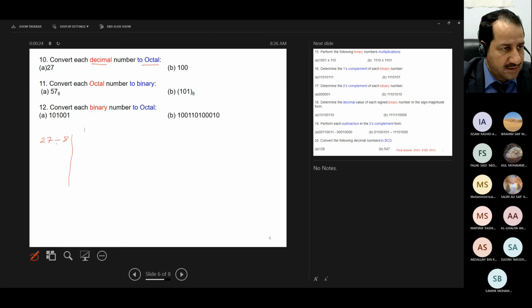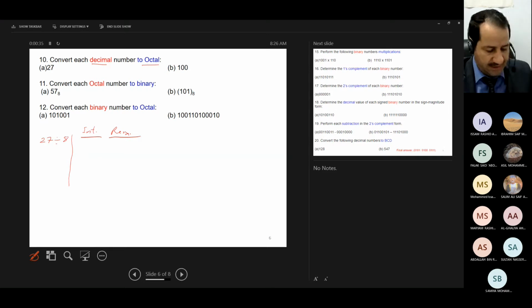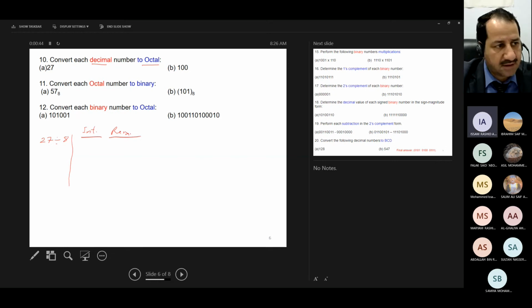Here the integer, and here the remainder. And then we start taking the numbers. Now 27 divided by 8. How many 8 in 27? 3. So 3. How much the remainder? Because 3 times 8 is 24. How much the remainder here? 3, right? Great.